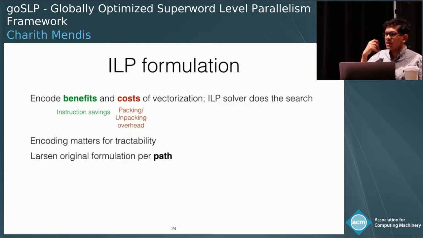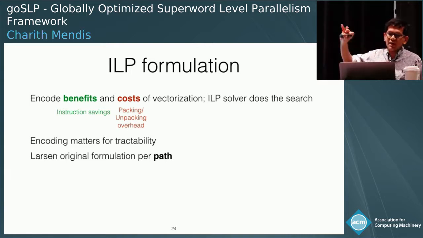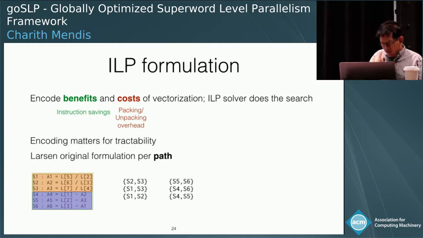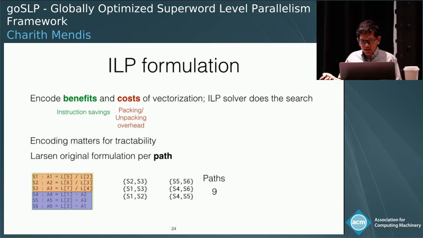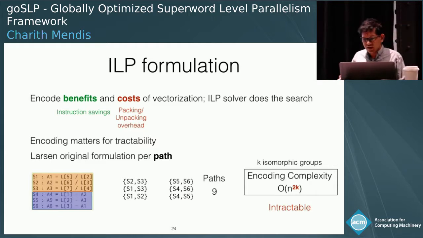There he encodes the cost and benefits per path. What I mean by path is you select a unique set of statement packing opportunities along a given path of the code's dependency graph. For instance, if you look at the same piece of code I showed you before, if you selected S2, S3, it has the potential to be used in all of these other packs in the subtraction group. So you have to create ILP problems for all of these paths. That is true for S1, S3, and S1, S2 as well. So in general, this encoding scheme is exponential in terms of the amount of isomorphic groups out there. We found out that this is intractable.